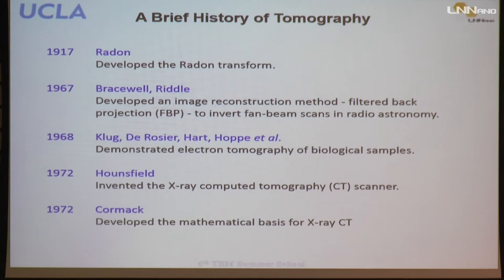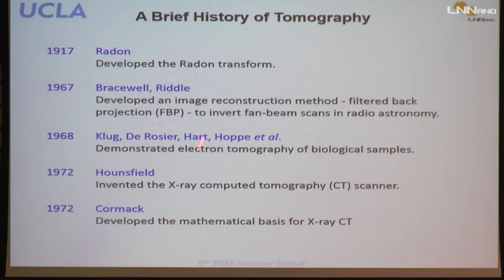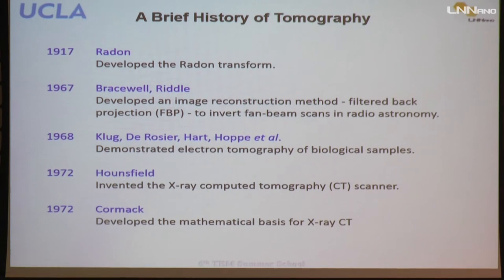So let me introduce a brief history of tomography. In 1917, Radon developed the Radon transform. That's a transform which relates higher dimensional objects with lower dimensional projections. I will explain more detail in a later slide. About 50 years later, Bracewell and Riddle developed an image reconstruction method, like filtered back projection, to invert fan beam scans from radio astronomy. This also will be explained in a later slide.